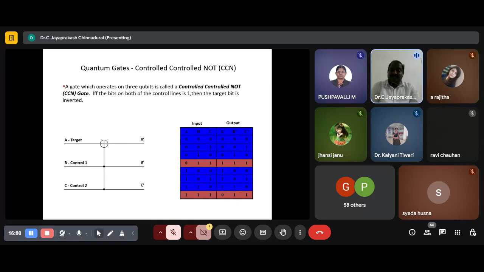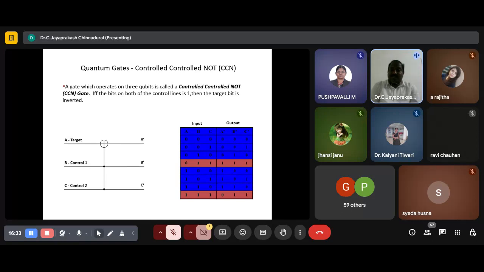So there is no variation. We keep the same outputs. Same like that, the second one remains the same output. In the third one, A is 0, and we have 1 for B only, but not for C. You are not getting the value 1 for C. So the condition is that both B control 1 and C control 2 must be 1. Then only will it invert the target output. So the third row also remains the same, 0, 1, 0.